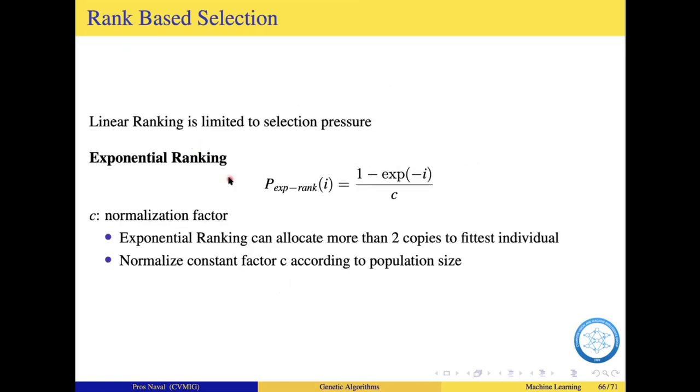Now, linear ranking is limited in selection pressure. We can also do exponential ranking using this formula, where C is your normalization factor. The advantage of exponential ranking is that it can allocate more than 2 copies to the fittest individual. So we normalize this constant factor C according to population size.